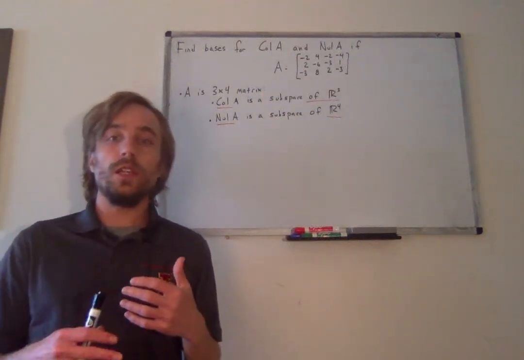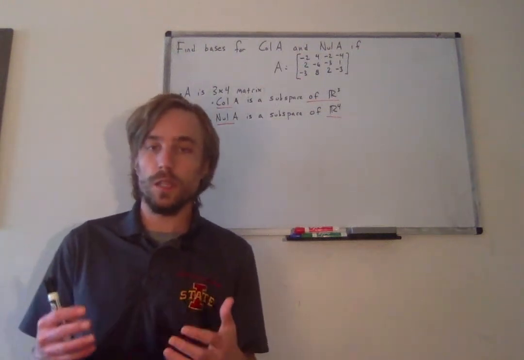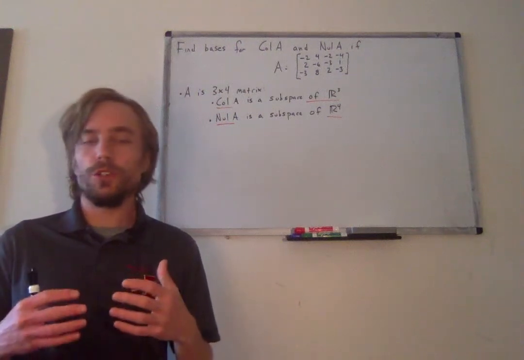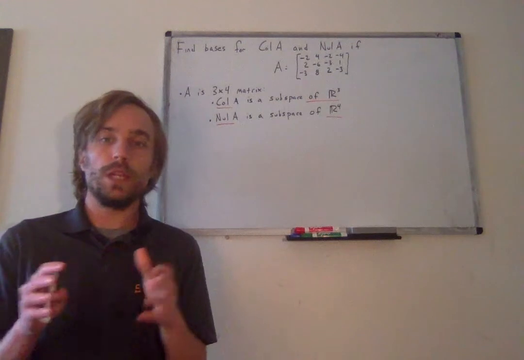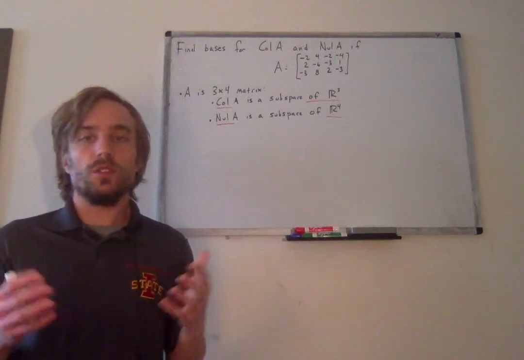And so what I want to do here is show you how you can actually find bases for each of these subspaces. And it turns out that the algorithm for doing so is remarkably similar. In fact, it's basically the same from matrix to matrix. And so I think the easiest way to learn how to do this is just to work through an example.